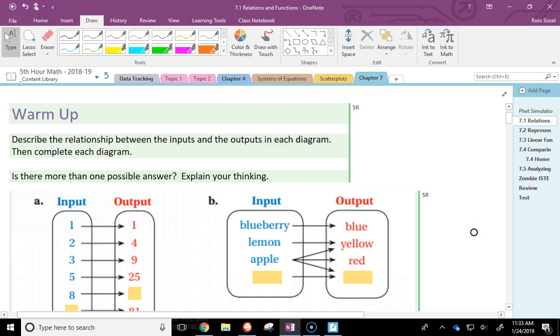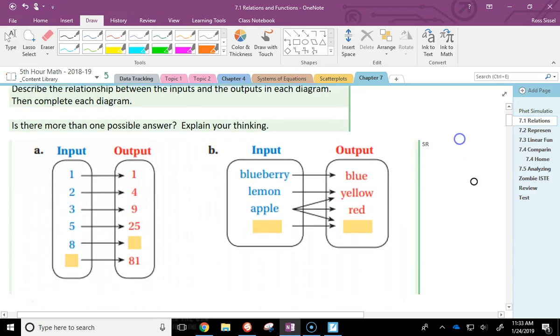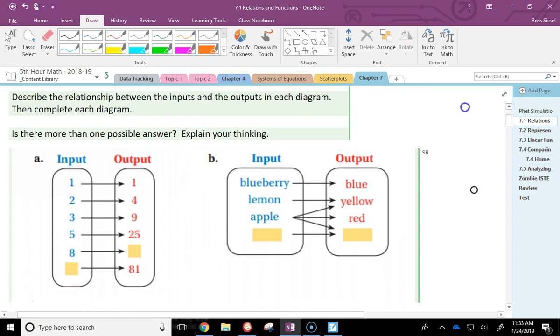So, first thing that we are going to work on is relations and functions. Describe the relationship between the inputs and outputs of each diagram, and then we're going to complete the diagram. So we're going to look at this first one. And this one is not in your notebook yet, so don't worry, don't be looking for that today. But let's look at it.